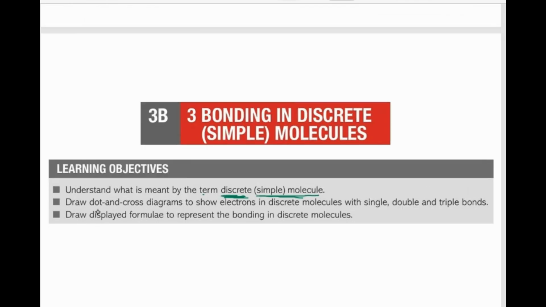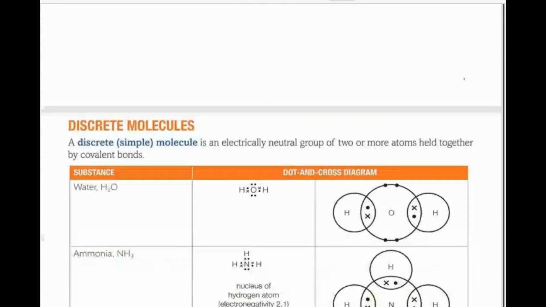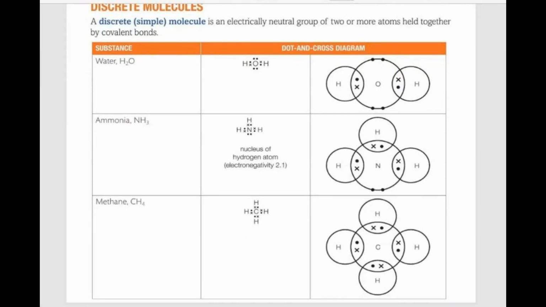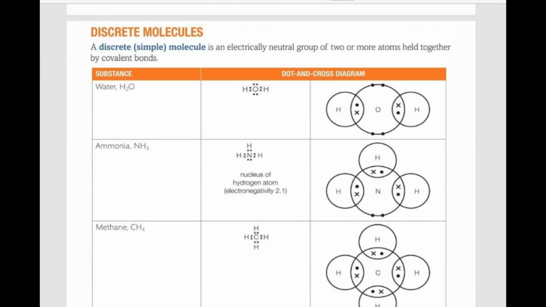And draw a dot and cross diagram. You very well know how to draw a dot and cross for a single, double, and triple bond, and also show a displayed formula for them. I'm just scrolling down and I'm sure you can easily do it. Can you do this kind of a dot and cross? No issues here, right? Yes. Okay, good.